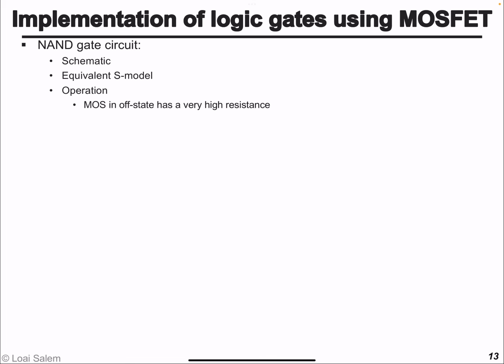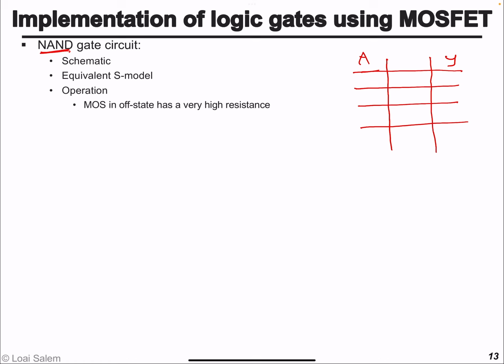Now let's see how to implement the NAND gate using NMOS transistors. Well, as a reference, let's put the AND gate, or the NAND gate, sorry. Why? We said the NAND gate is just the inversion, the complement, of the AND gate. And we know that the AND gate produces 1 when both inputs are 1. That's the only case. Otherwise it produces 0.